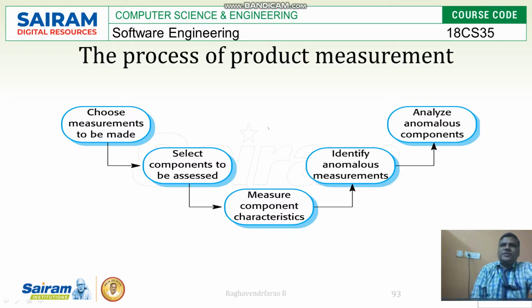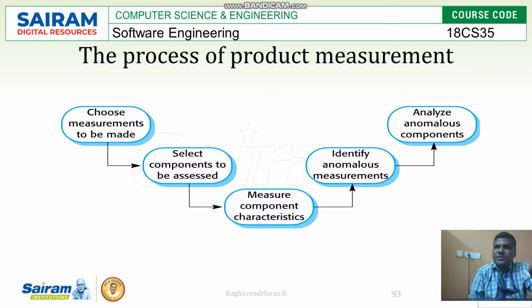In product measurement, the process is to choose the measurement to be made for which module or which product, and select the components to be assessed, the number of components that are going to be there. So which components you want to assess, you have to measure. Measure the component characteristics: what this particular component is going to do, the characteristics you have to check.